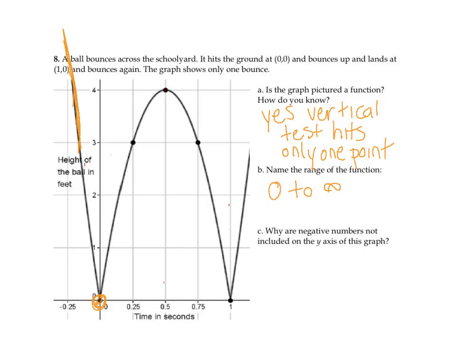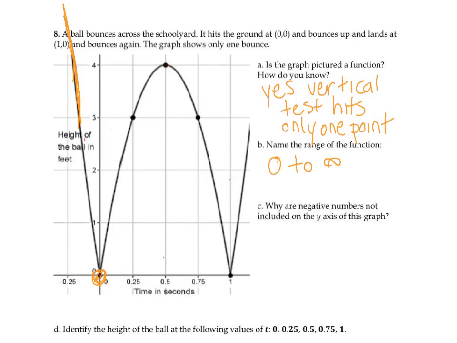So now we can look at part C. Why are negative numbers not included on the y-axis of this graph? So if we think about it, this represents a ball bouncing. So negative numbers wouldn't be represented because the ball is bouncing, and the y represents the height. So the height cannot go below 0 on a playground because it's 0 feet in height.